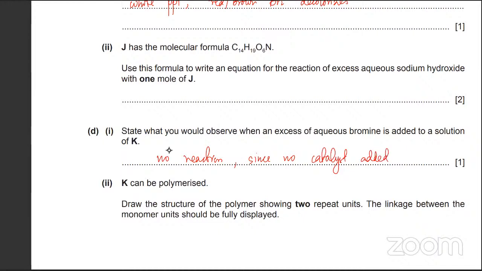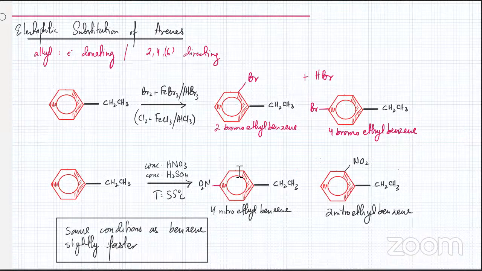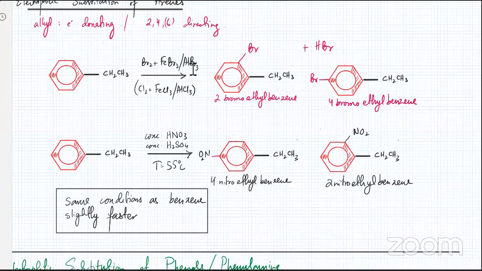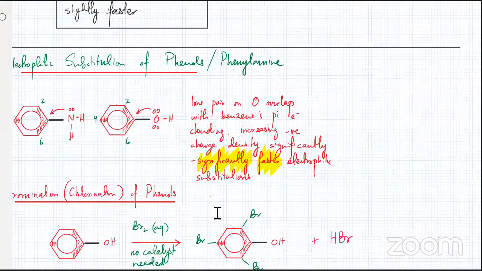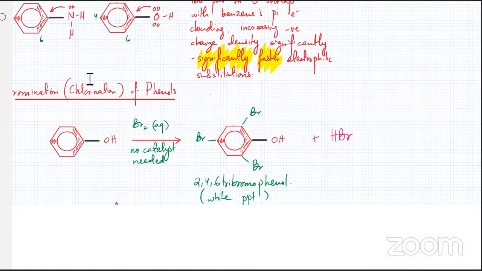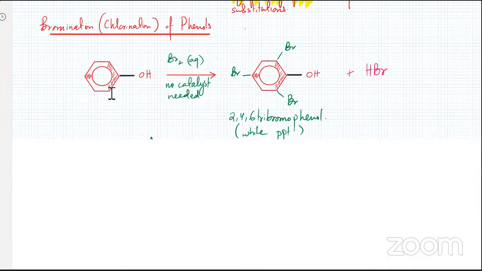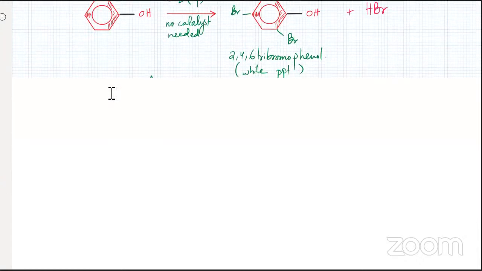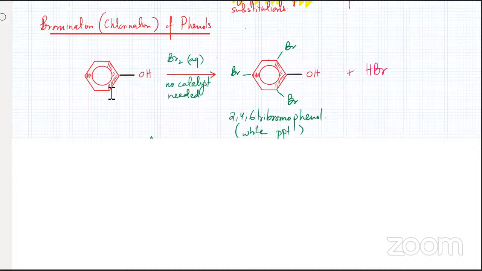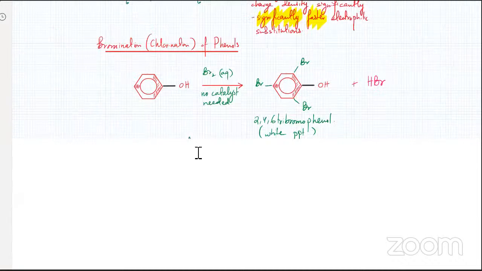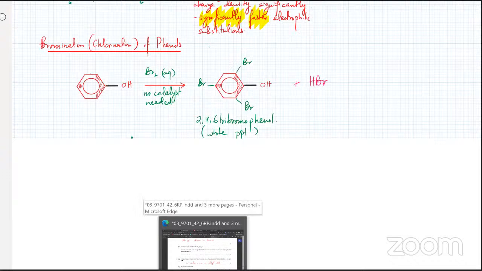Yes, sir. There is no FeBr3, there's no AlBr3, no catalyst has been added. So always remember that with alkyl chains, the conditions remain the same for nitration and bromination. But when you go to phenols and phenylamine, the benzene ring is very activated, and in that scenario you don't need a catalyst. Only Br2 aqueous would be sufficient.